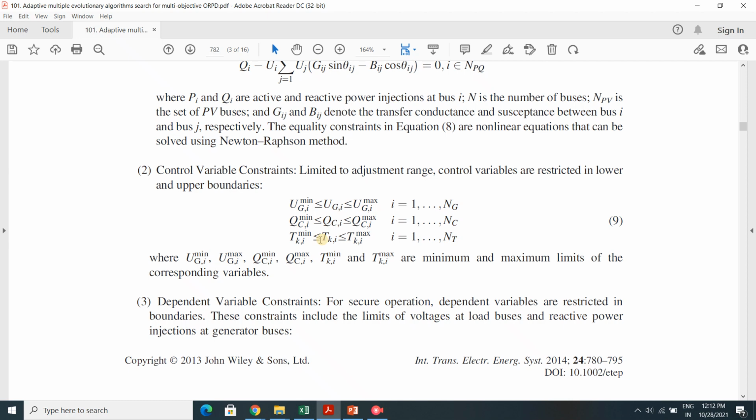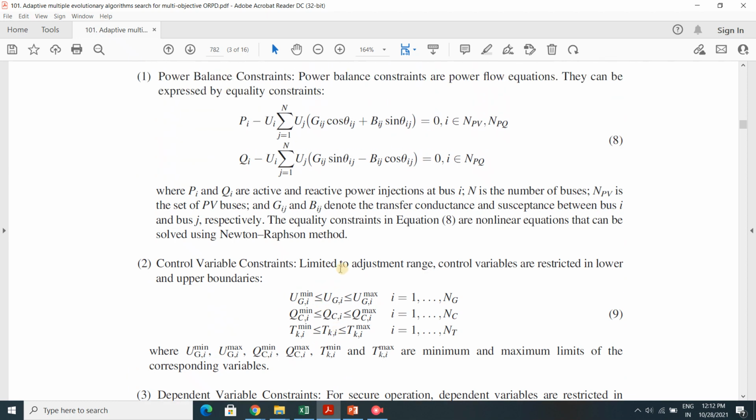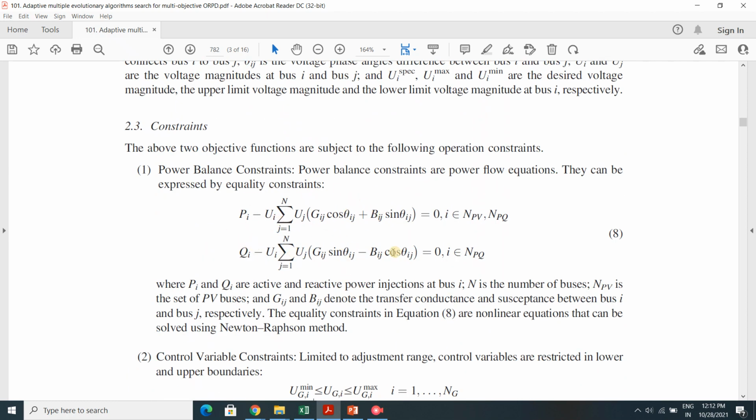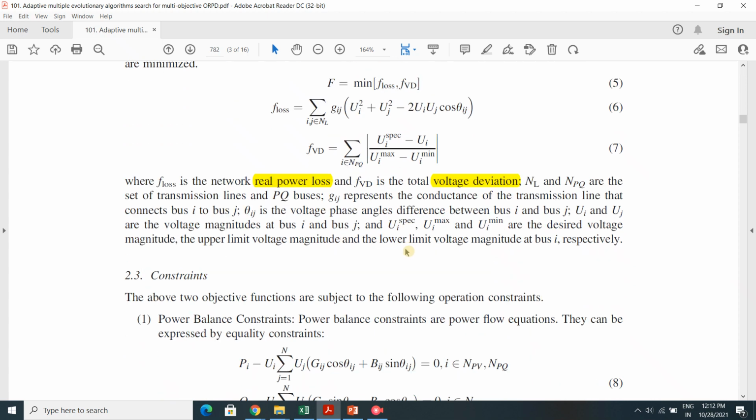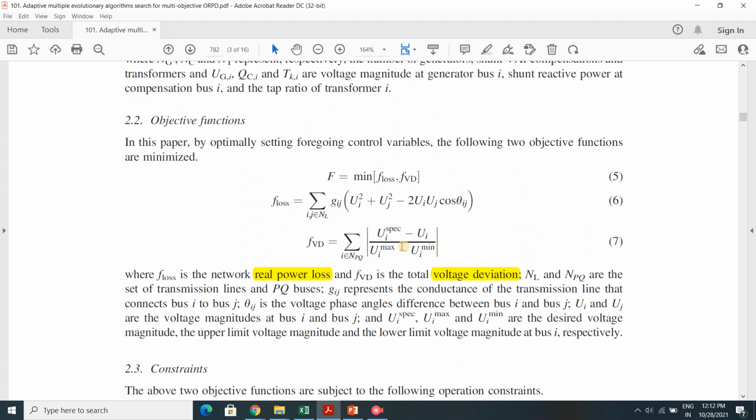And the tap setting of a transformer is also within limit, because if there are 10 taps, you cannot use 20 taps. You have to use 10 taps. So minimum and maximum values should also be there. So these are the inequality constraints and these are the equality constraints. Keeping this in mind, you have to solve these two objectives simultaneously. That means F loss and FVD, voltage deviation.